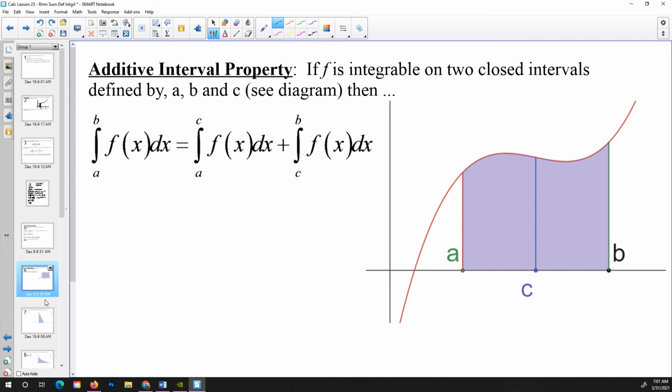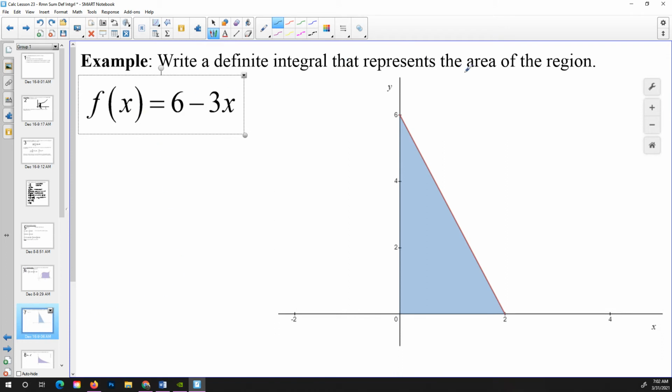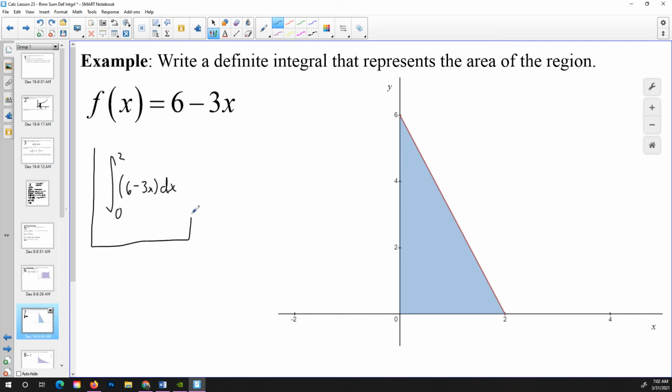A couple of examples. Write a definite integral that represents the area of this region. Okay, so our region is defined by this function 6 minus 3x, and it goes from 0 to 2. So here is going to be our lower limit of integration, here is going to be our upper limit of integration, and we are going between the equation here and the x-axis. So our integral will be written as the integral from 0 to 2 of the function that we were given, 6 minus 3x dx. That one's a little bit easier than the last one.